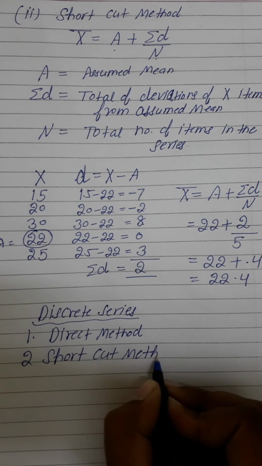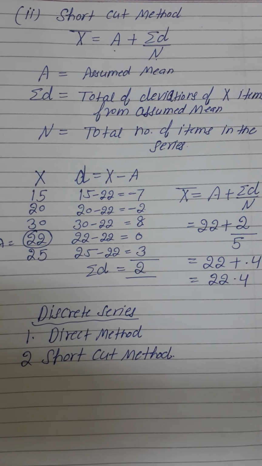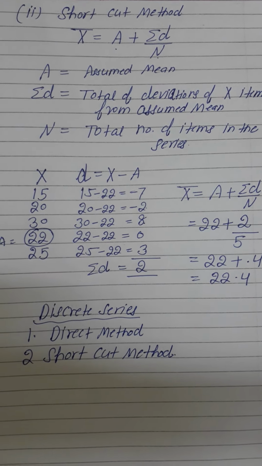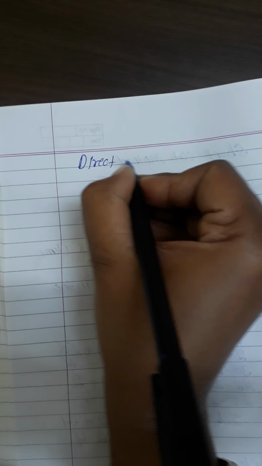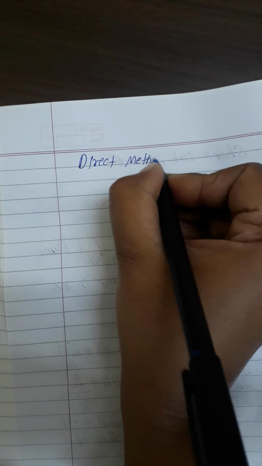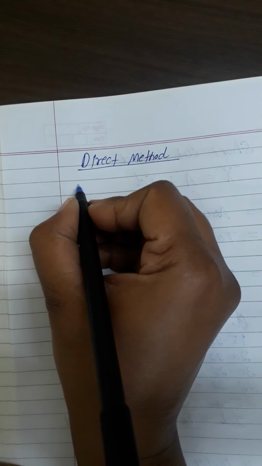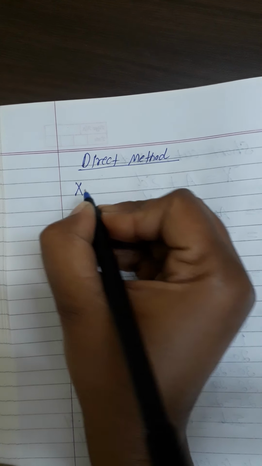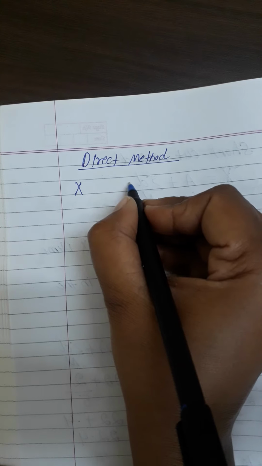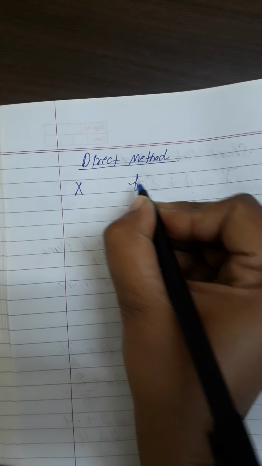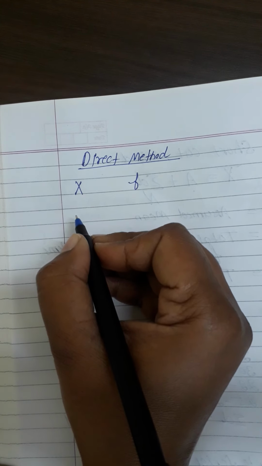We will study this method now. First of all, we will study the direct method in case of discrete series. In discrete series, we are given the value of x variable and the frequency of item of x.